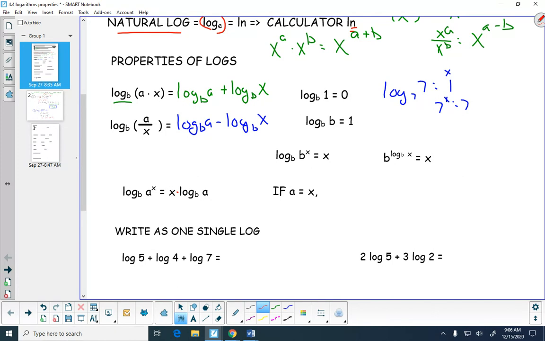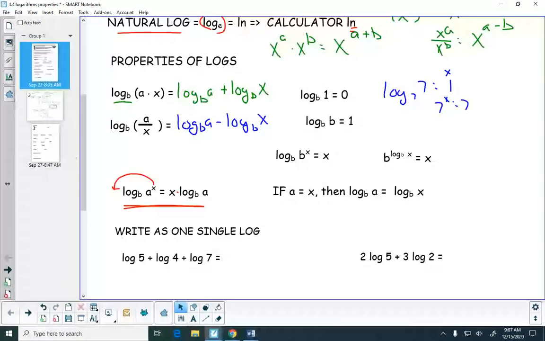The property of logarithms, probably the most important property, is I'm able to bring the exponent out in front of the logarithm and multiply by that exponent. So this exponent here will come out front. And this is a property that we use quite a bit. Once again, it's probably the most important property of logarithms. If a is equal to x, if two things are equal, then log base b of a will equal log base b of x.